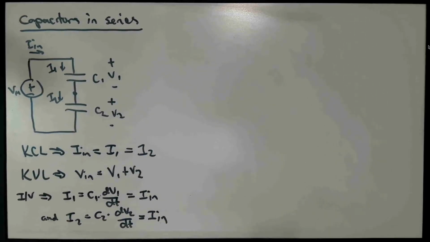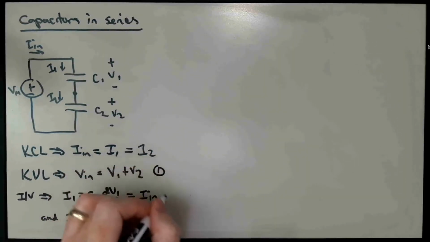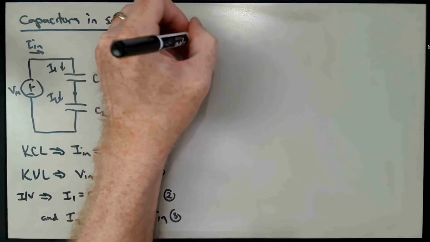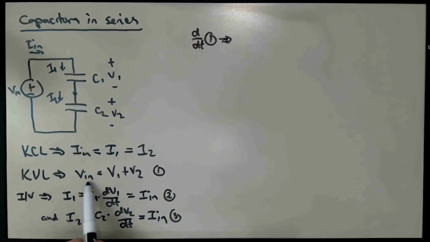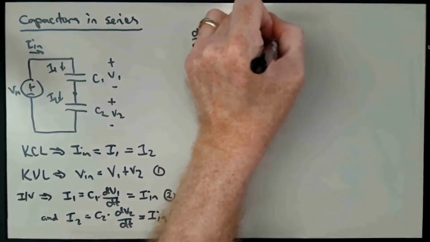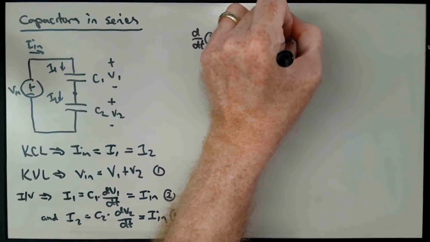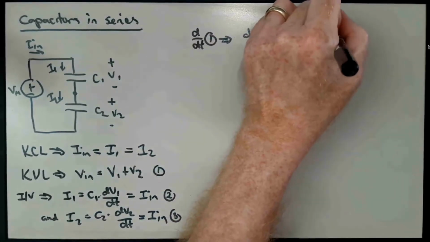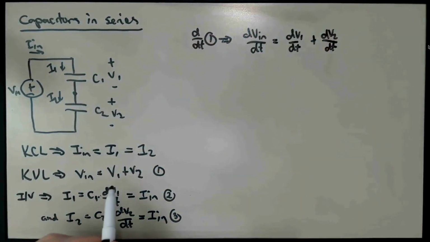Okay? So if we call this equation 1, equation 2, and equation 3, let's say, we can take the time derivative of equation 1. So equation 1 tells us Vn is equal to V1 plus V2. That means that dVn/dt is equal to dV1/dt plus dV2/dt. Right? So if you take the derivative of a sum, that's equal to the sum of the derivatives. Okay?